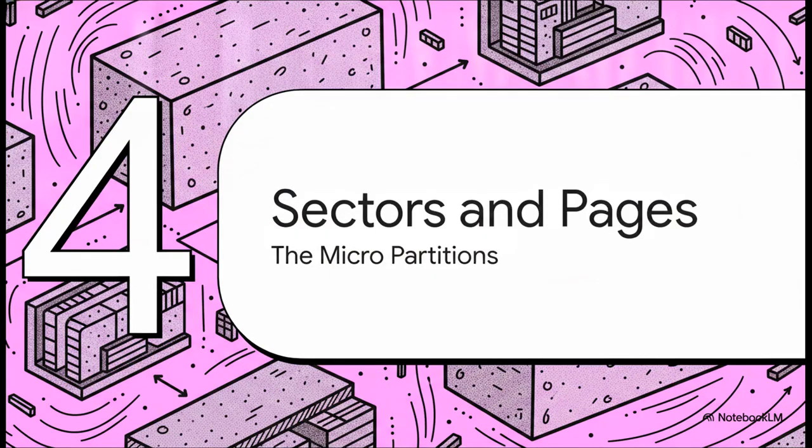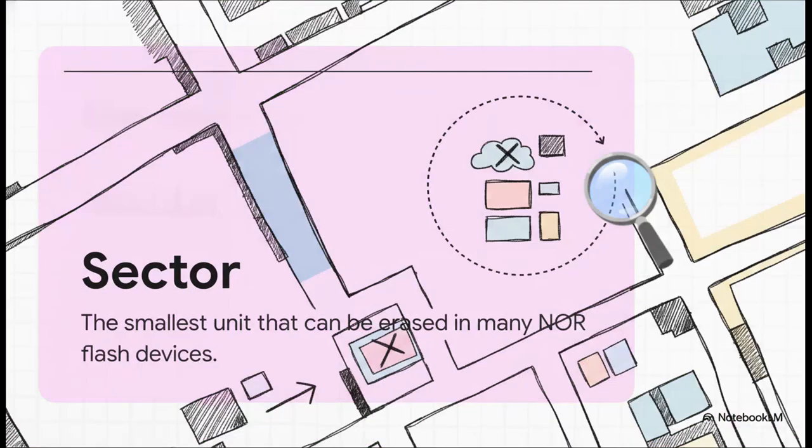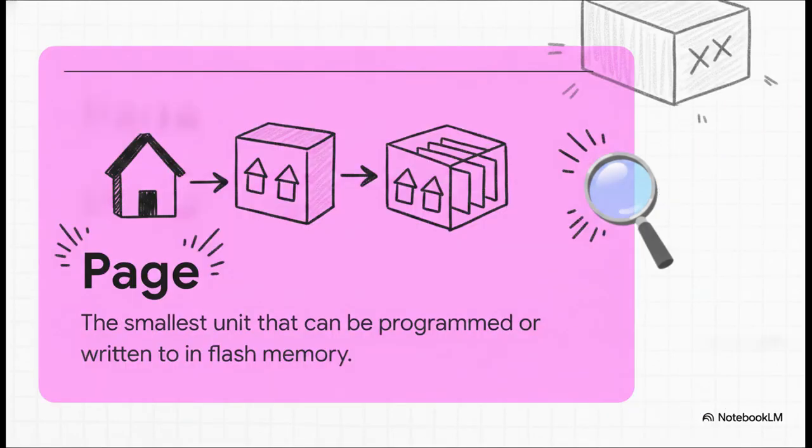Okay, section 4, sectors and pages, the micropartitions. Let's zoom into that neighborhood block. This is where we find sectors. In our map analogy, a sector is basically an individual street. Now, while NAND flash mostly erases at that big block level we just talked about, in a lot of NOR flash architectures, the sector actually serves as the smallest unit that can be erased. So a single block will usually contain multiple distinct sectors. And right there on the street, we have the page. Think of it as an individual house.